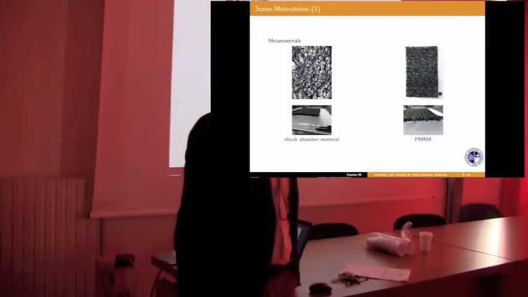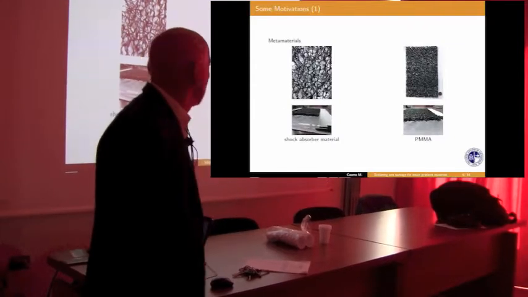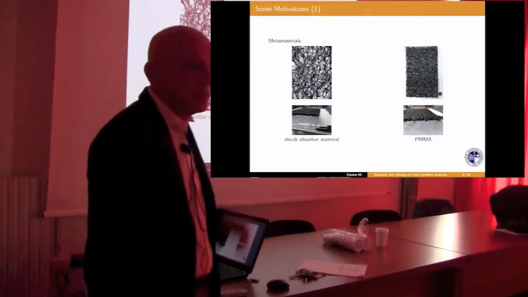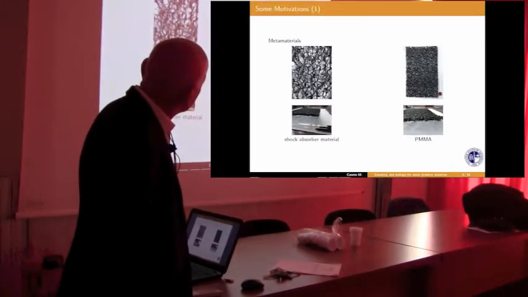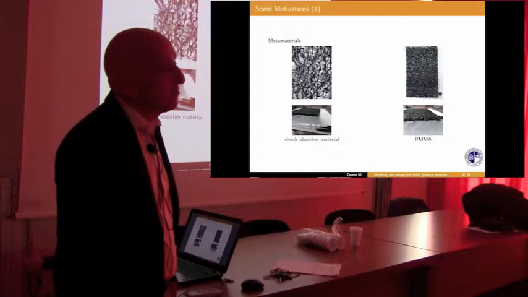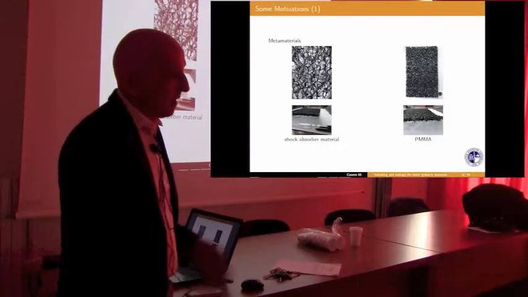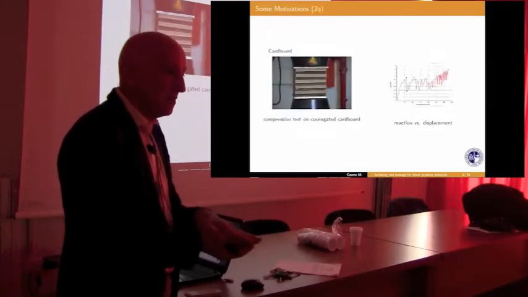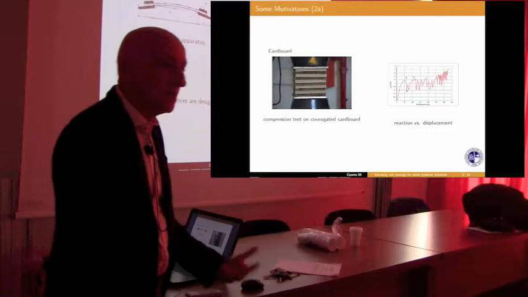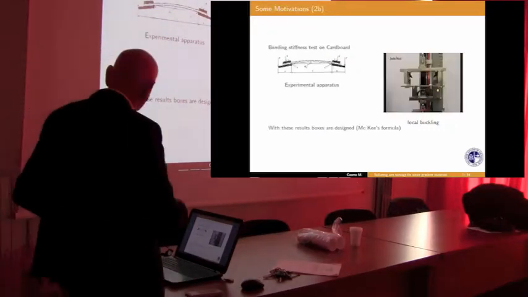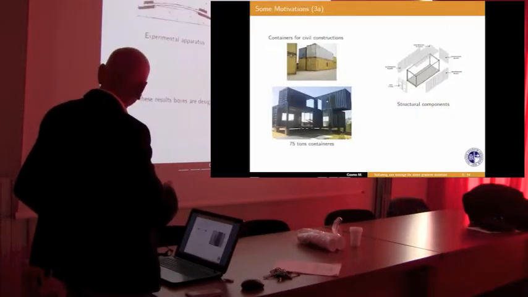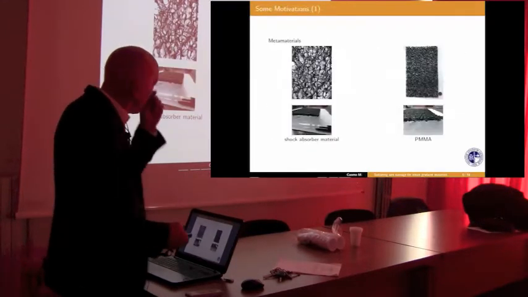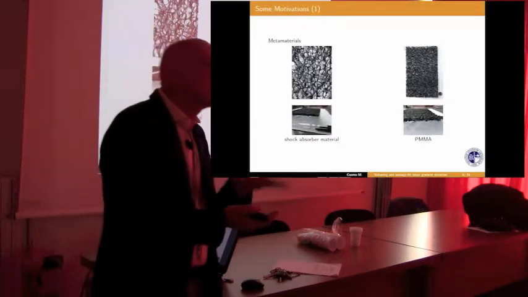A little bit of motivation. This is a metamaterial. It's made with filaments of polyamide, and you know what it's used for? It's used in football fields, underneath the grass, because it's a shock absorber for the players who have to balance and bounce. Now, this material has to be elastic.